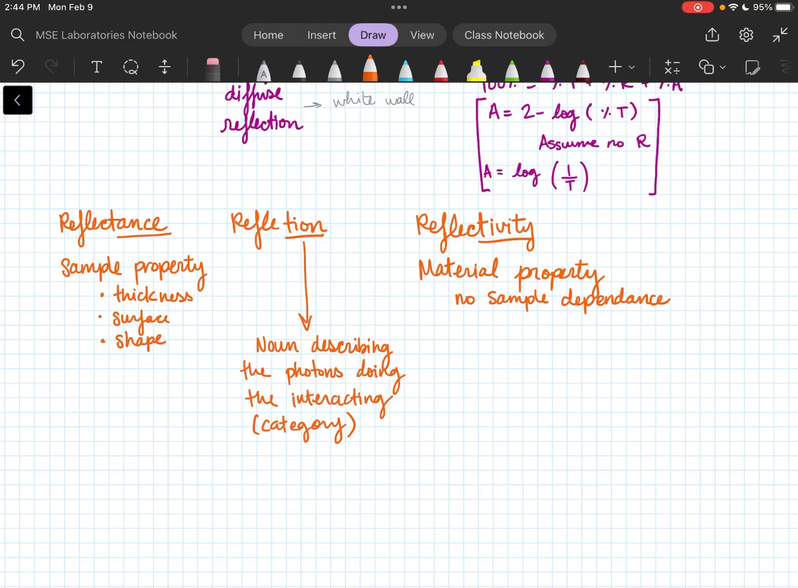The transmission would be, we're measuring the photons that went through the material. The absorption would be the photons that got stuck inside the material. Any questions on that? Okay.